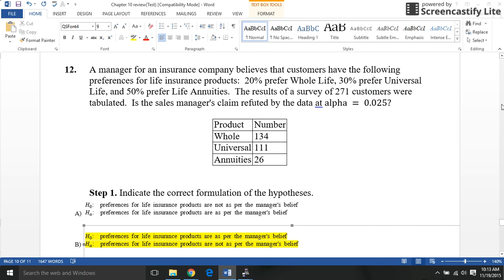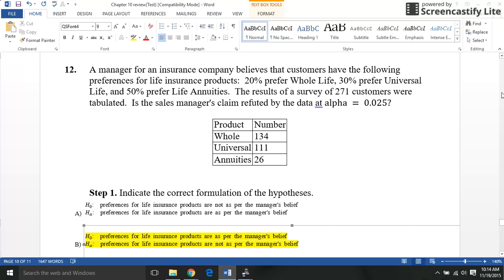Hi, we're going to go ahead and start, and I'm going to go into chi-squared of not equal proportion. A manager for an insurance company believes that the customers have the following preferences for life insurance products: 20% prefer whole life, 30% prefer universal life, and 50% want life annuities. The result of the survey is 271 customers were tabulated. Is the sales manager's claim refuted by the data at the alpha of 0.025?